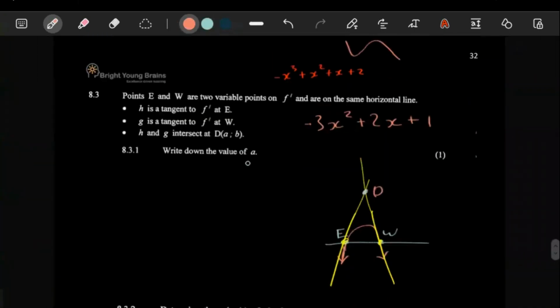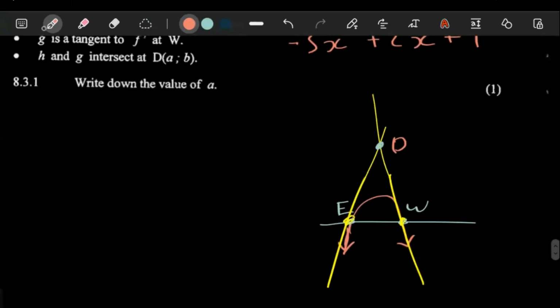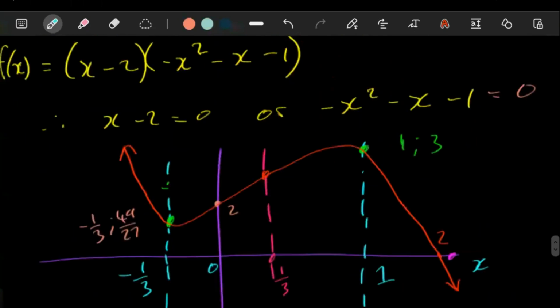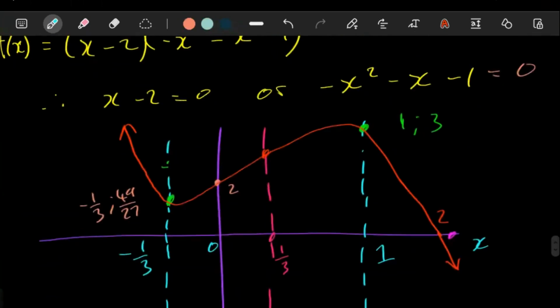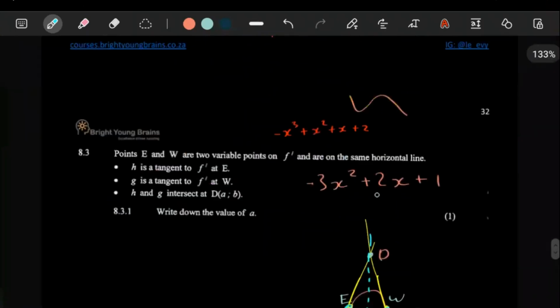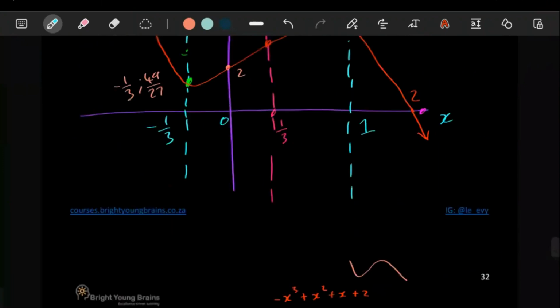And then they said, write down the value of a. So if these two tangents are going to meet somewhere in the middle here, the fortunate thing is, remember, a parabola is symmetrical. So if a parabola is symmetrical, it basically just means that whatever this x value is and whatever this x value is, these two tangents would meet right in the middle. So we would need to get the x value of E and W, of which we can get by finding out, for example, remember, your two x-intercepts here would be the two x values of your turning points.